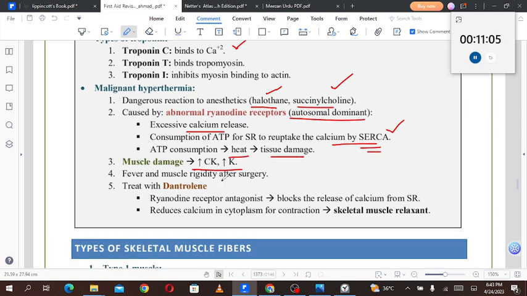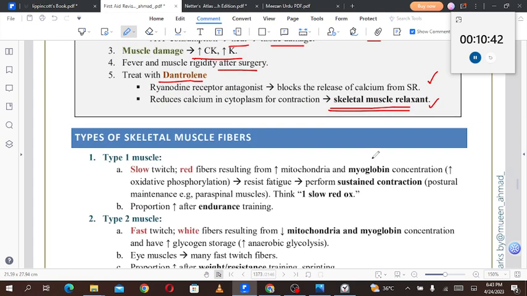Fever and muscle rigidity after surgery, and you have to use dantrolene, the ryanodine receptor antagonist, which blocks the release of calcium from the sarcoplasmic reticulum and reduces the calcium in the cytoplasm for contraction, that is, skeletal muscle relaxation. So dantrolene, the ryanodine receptor antagonist, blocks the release of calcium from the sarcoplasmic reticulum, and it reduces the calcium in the cytoplasm for contraction. Dantrolene can act as a skeletal muscle relaxant.